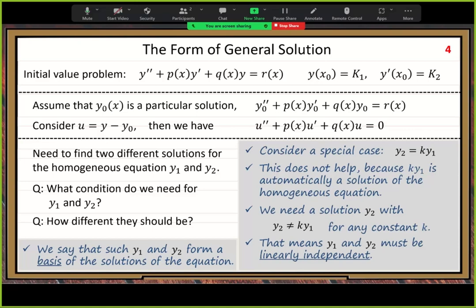Now we introduce the basis concept. So what's the basis? We say that such y1 and y2 form a basis of the solution of this equation. This y1, y2, very special. We put them together; it's a set, one set containing these two functions. So we treat this set of functions as a basis of the solution of this homogeneous equation.